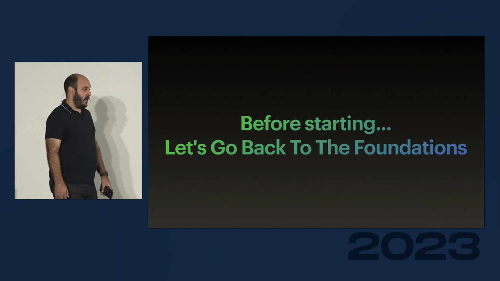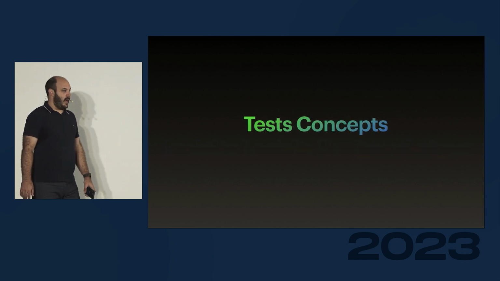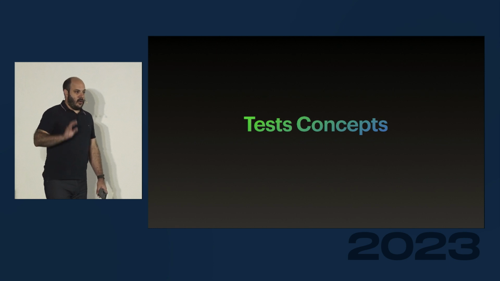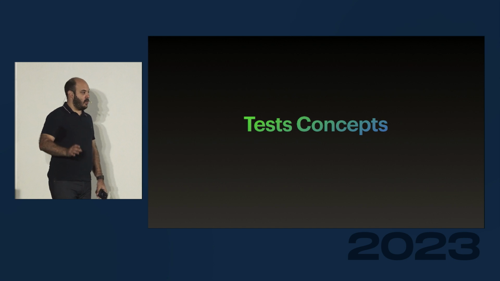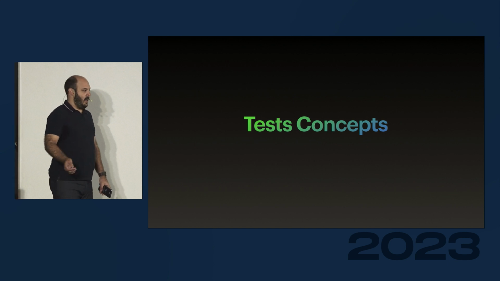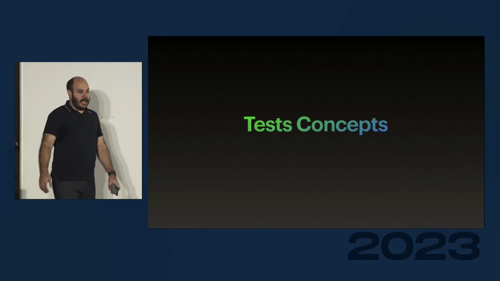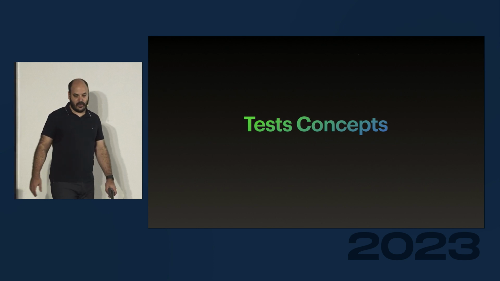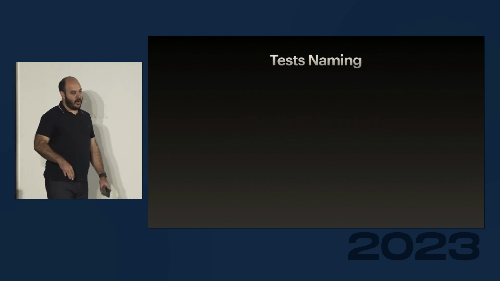So before starting, let's go back to the foundations. I will go back a little bit to test concepts because we already take for granted that we all know how to write good unit tests. We all see, for example, the unit test metrics for CI/CD, like the guys have shown before. But well, we need to write really good unit tests in order to have good software quality. So I will do this very quick, so I won't bore you.